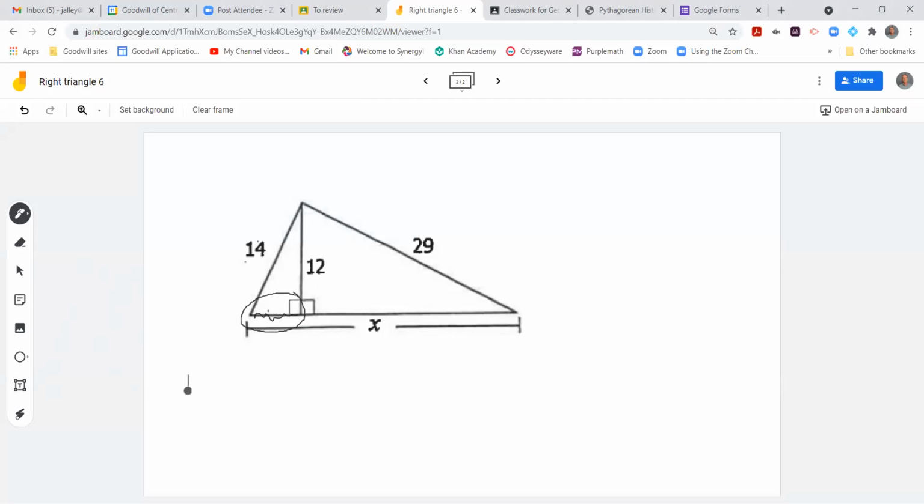But he said 12 squared plus, let's say that's the first x, equals 14 squared. So we're going to call that x1. The other part, x2, all the rest of that. So how do we come up with the calculation for that?